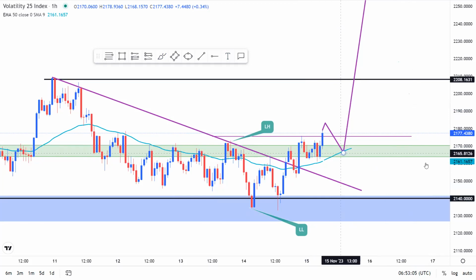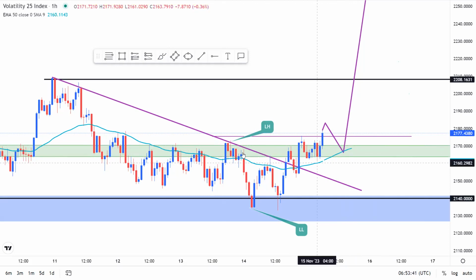Also, you would notice we have ourselves a psychological number present at the level, 2170, psychological round number. So we would be having a perfect case of a break and then a retest of a 1 hourly time frame key level area of interest. We'll be having a perfect retest of the 50 exponential moving average. So by the time we're retesting the level, the 50 exponential moving average would have caught up with price right about here.